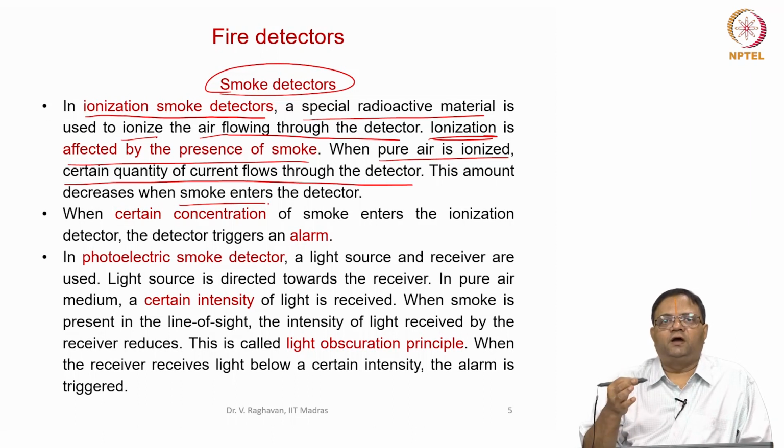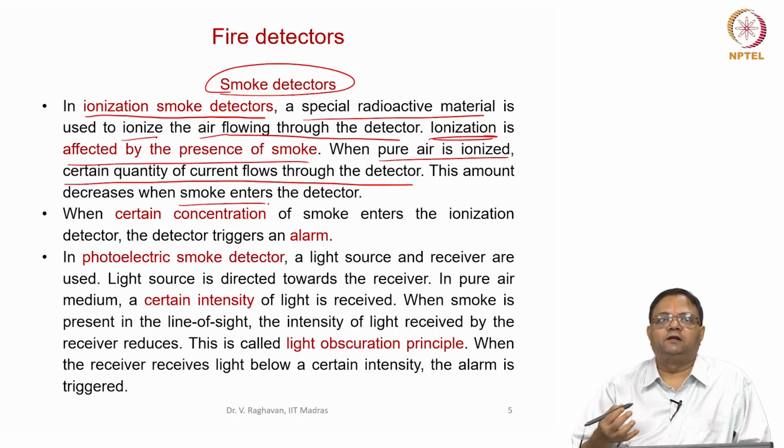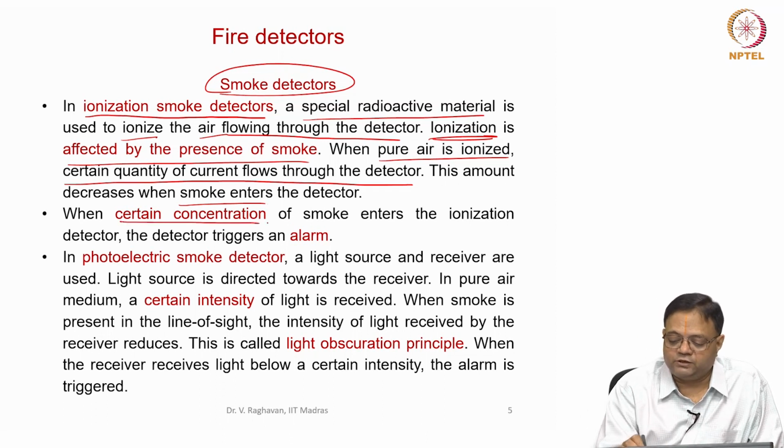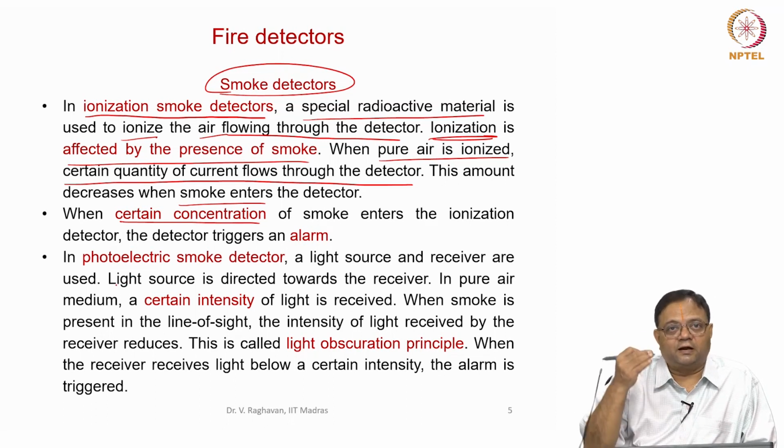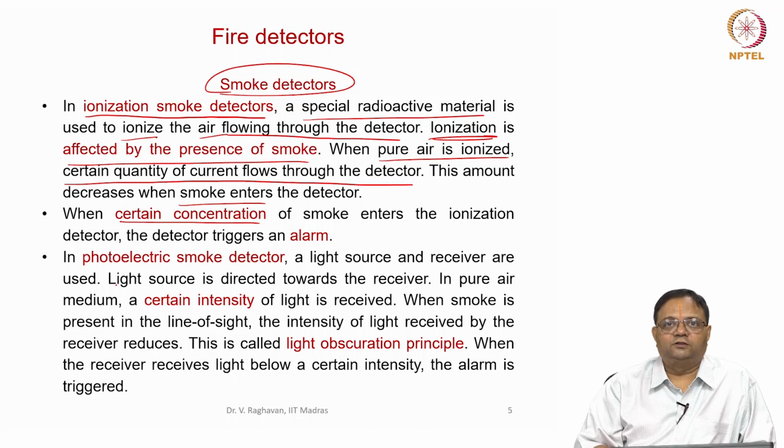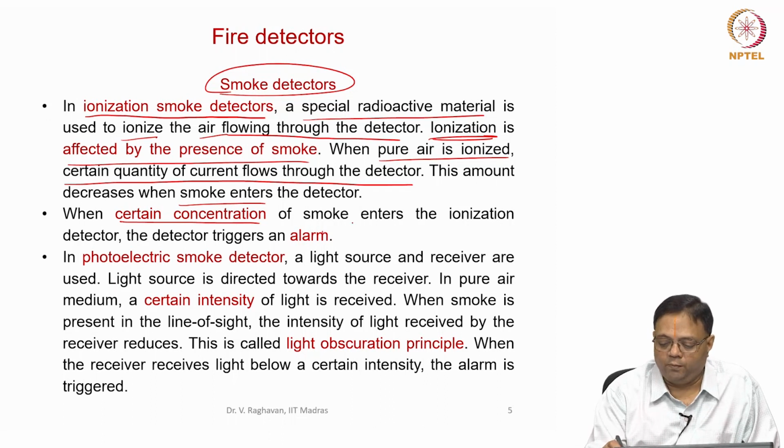The decrease of the current will indicate the intensity of the smoke. So, when a certain concentration of smoke enters the ionization detector, there will be a threshold reduction in the current flowing to the detector. When that occurs, an alarm can be triggered.